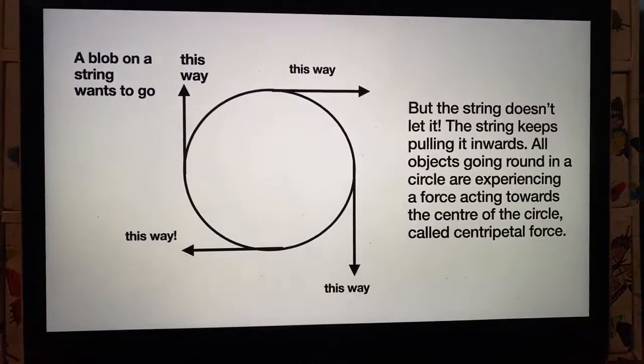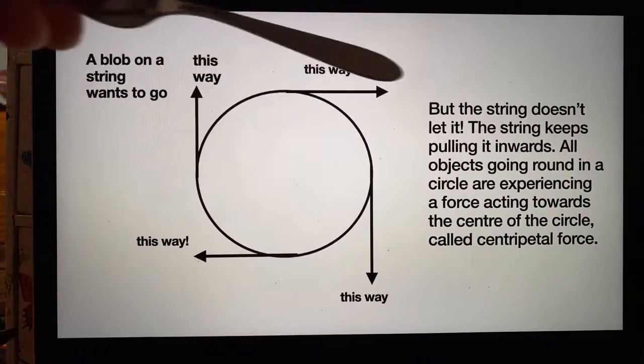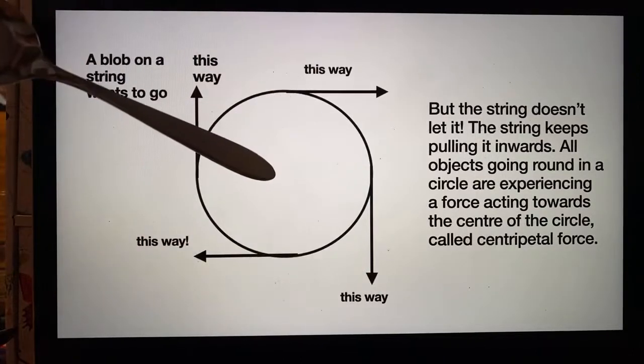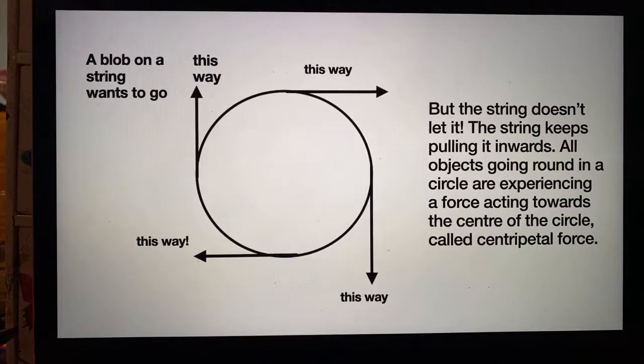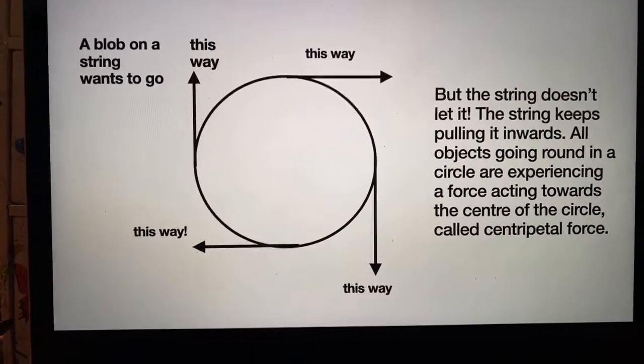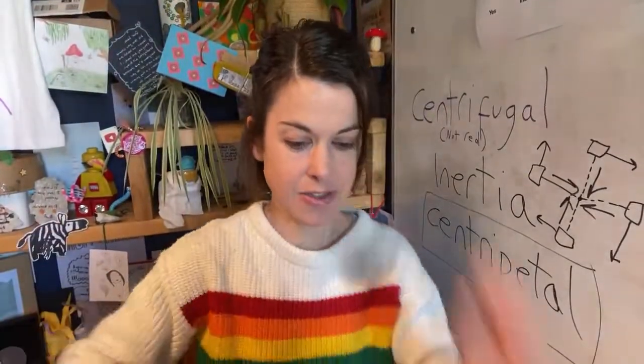If you've been to my website and you've got the free printout, you've got this in front of you. So a blob on a piece of string wants to go this way, this way, this way. But the string doesn't let it. The string keeps pulling it inwards. So all objects going around in circles are experiencing a force acting towards the centre of the circle called the centripetal force. It doesn't have to be tension in the string.